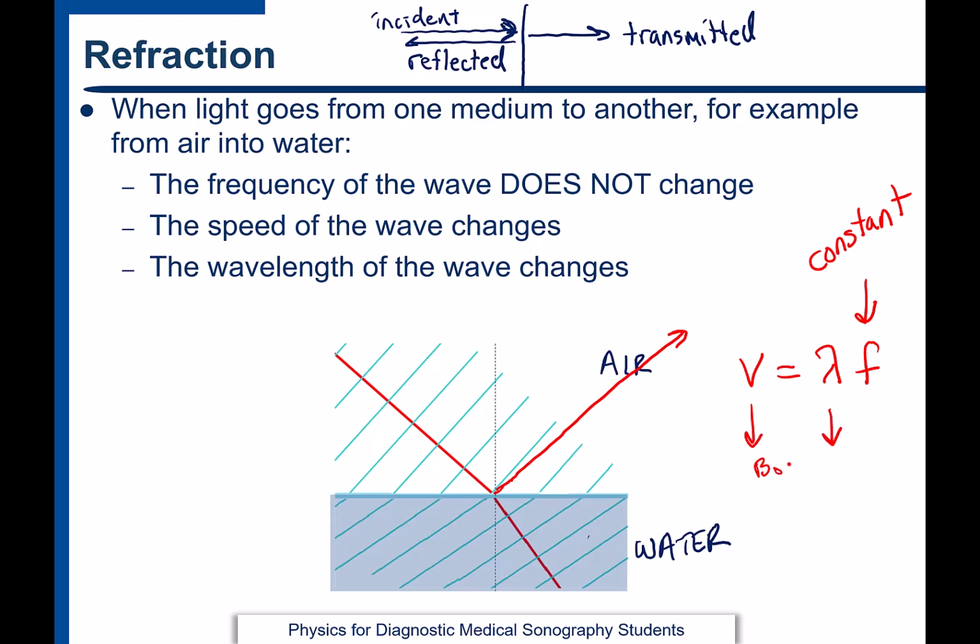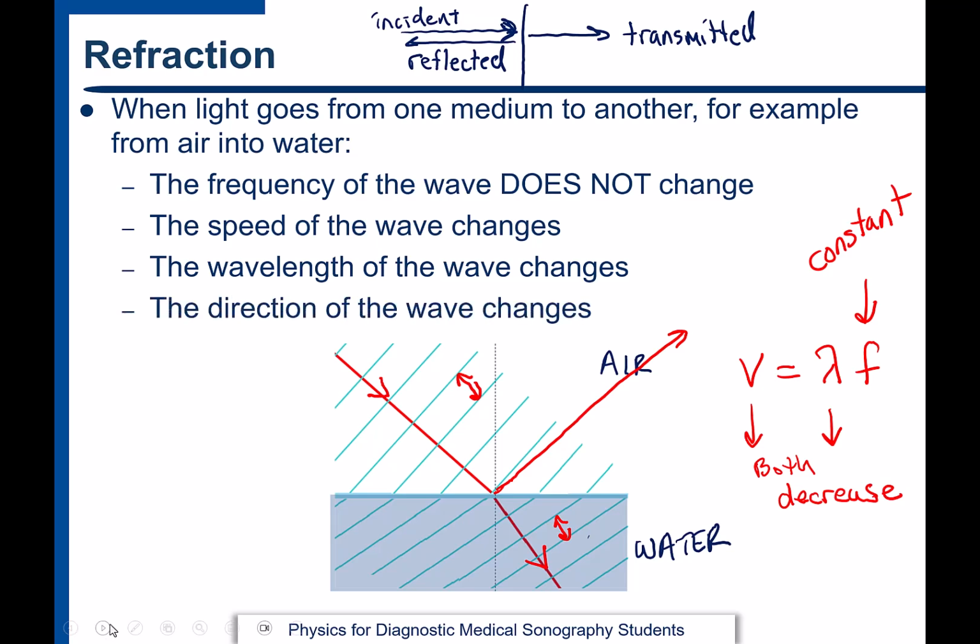So both decrease as we go from air into water. Because of that, you'll notice that since the wavelength in the air is bigger than the wavelength in the water, the beam actually has to change direction. In other words, our incoming rays and the rays that are transmitted will be in different directions. And that's because the wave fronts have to be perpendicular to the ray. So the light has to actually change direction at the interface. And that's what we mean by refraction.